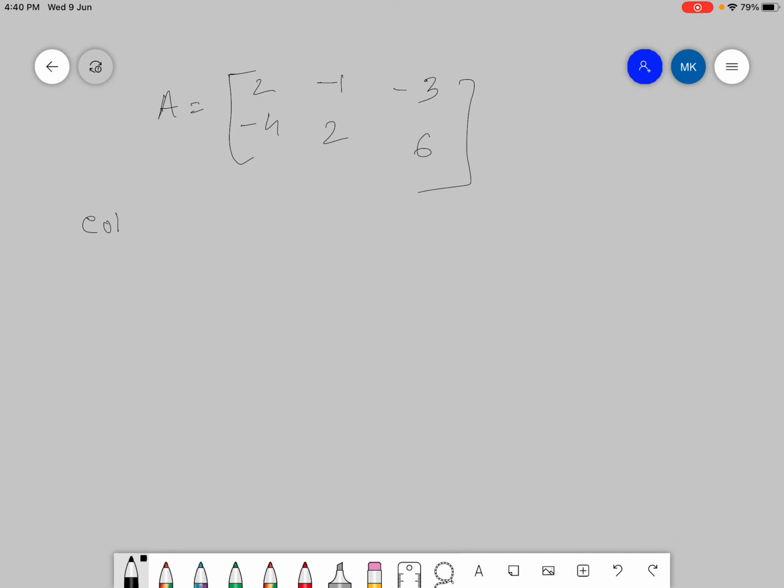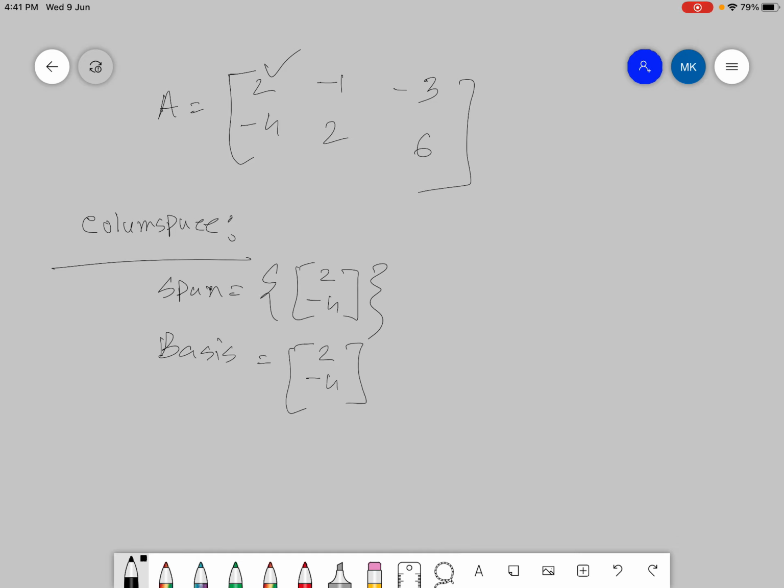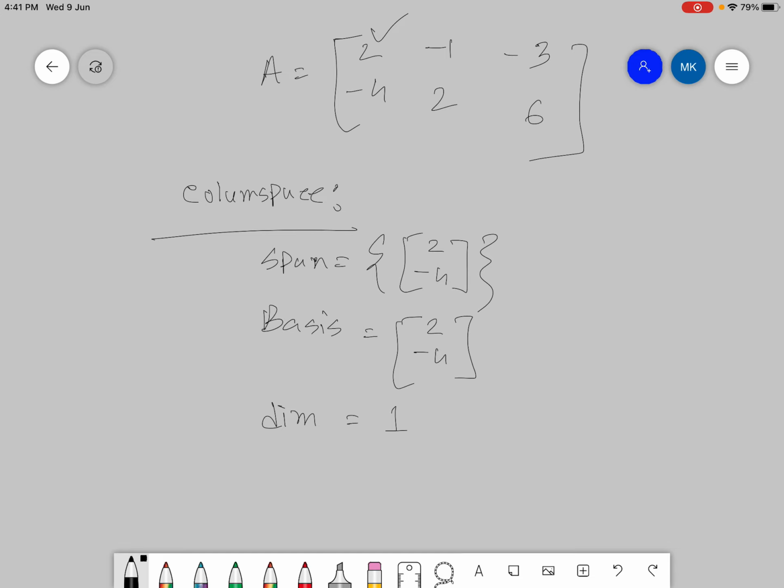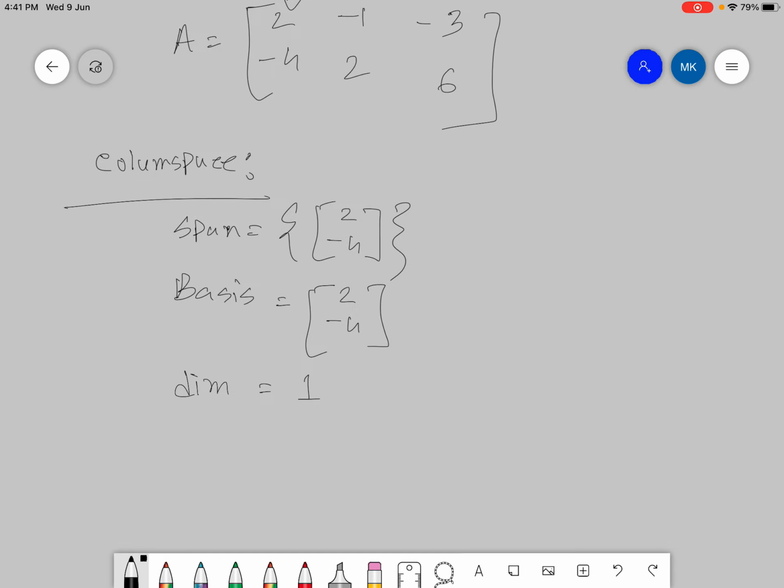So for the column space, as you can see, there is only one independent column here, and the other two columns are basically some multiples of the first column. So the column space has this span of all the linear combinations of the first column. The basis is the first column, the dimension is 1 as the rank is 1, and so these are the three parameters.